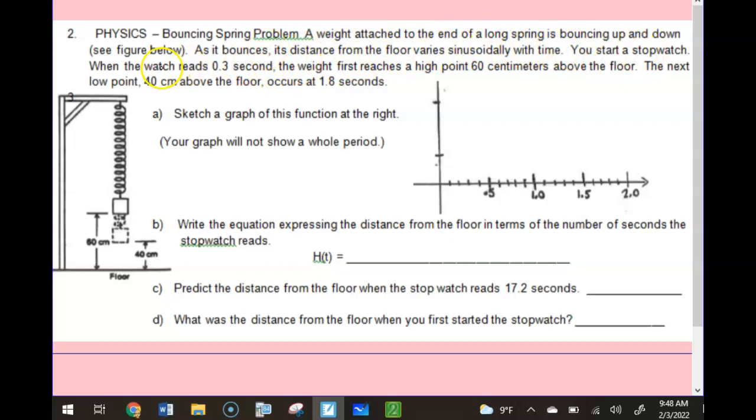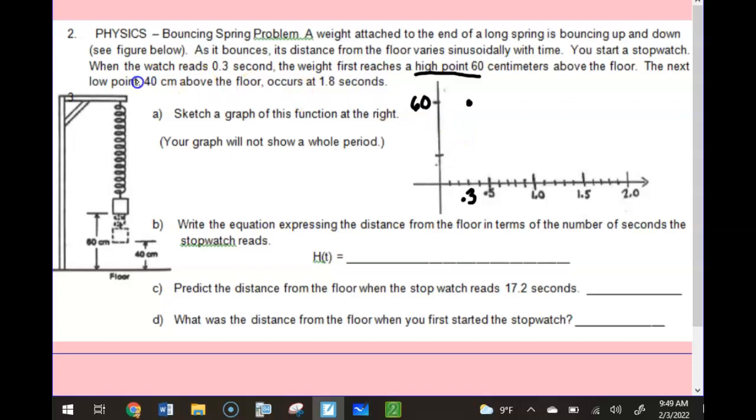So, you start a stopwatch when the watch reads 0.3. That's when it reaches 60 centimeters. It's a high value, high point of 60 centimeters. Okay. So, at 0.3, it is at a maximum of 60. Does this sound a lot like the last story? In terms of, we got a max to start us here.